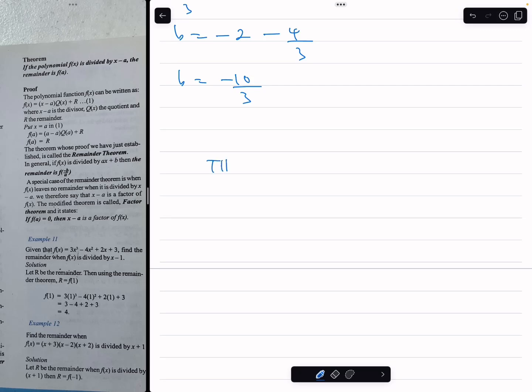The remainder theorem. This theorem makes it easy to find the remainder when you divide a polynomial by another polynomial. Now, this is the theorem.